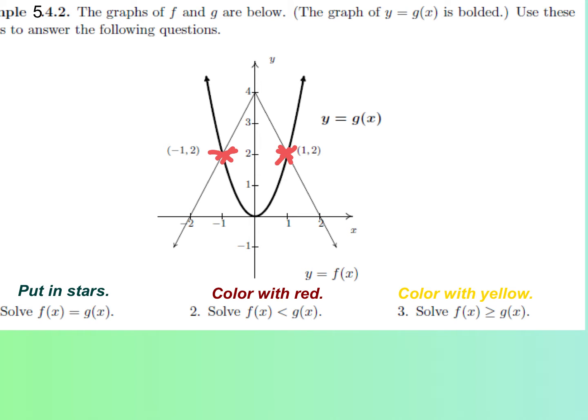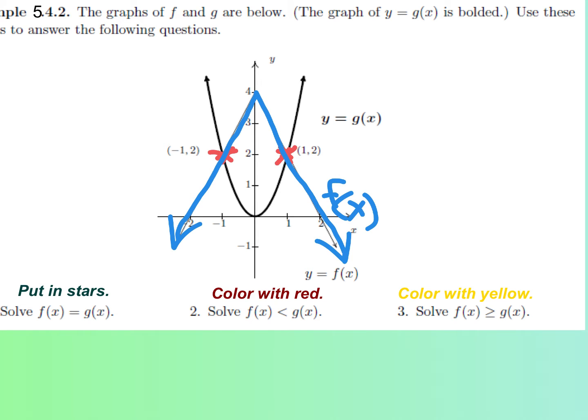Next, I'd like you to color in red where f of x is less than g of x. Keep in mind, the f of x is this one. I'm going to say, let's make the absolute value blue. And this is f of x. F of x is the blue one.